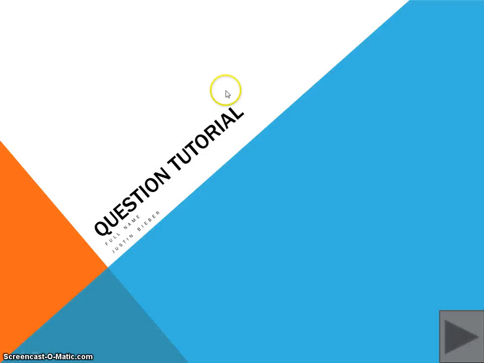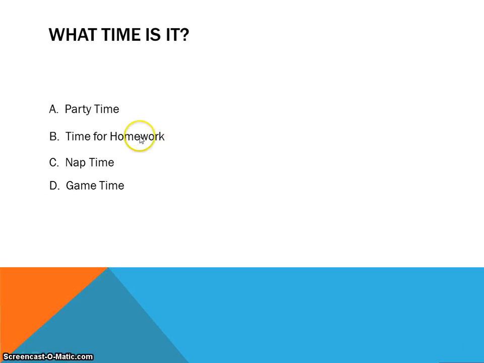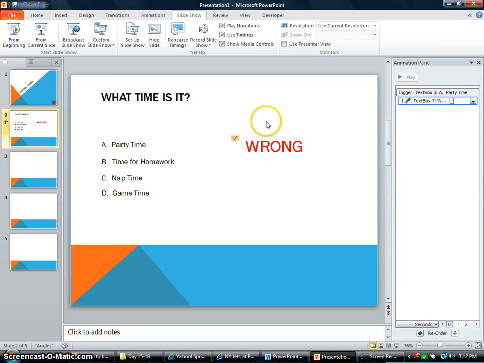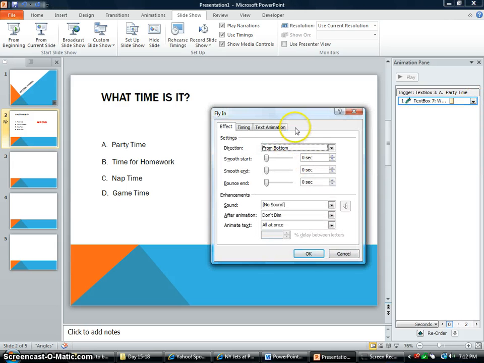See if it worked. Second slide. Party time. You'll notice when I scroll over party time, it has like a hand because I triggered it. Wrong. Another thing I could do, just so you know, I can go to Effect Options, and I could add a sound like a bomb.